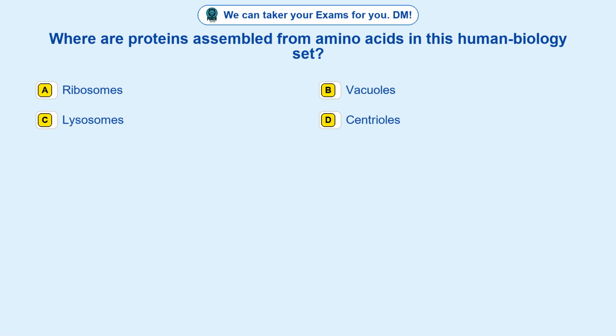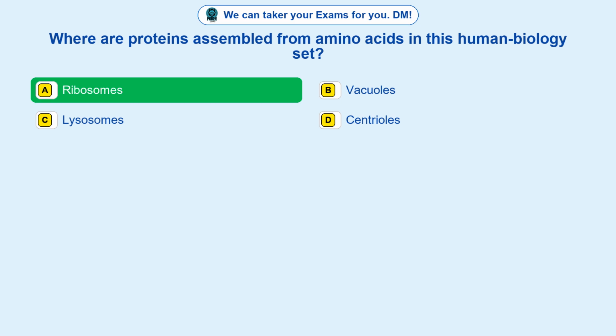Question 9. Where are proteins assembled from amino acids in this human biology set? Option A, ribosomes. Option B, vacuoles. Option C, lysosomes. Option D, centrioles. The correct answer is option A. Ribosomes.